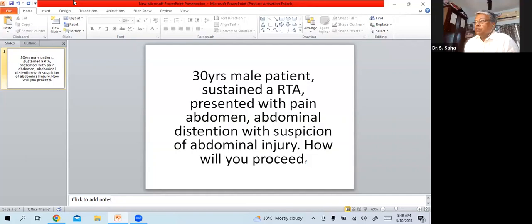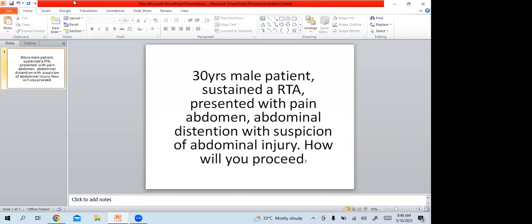Yes, Mahunda will have something else to say here. A small question: how much blood can EFAST detect? Sir, it should be more than 100 ml. Not less than 100.